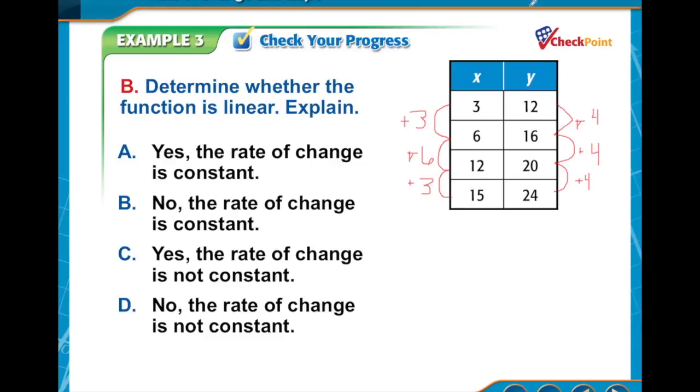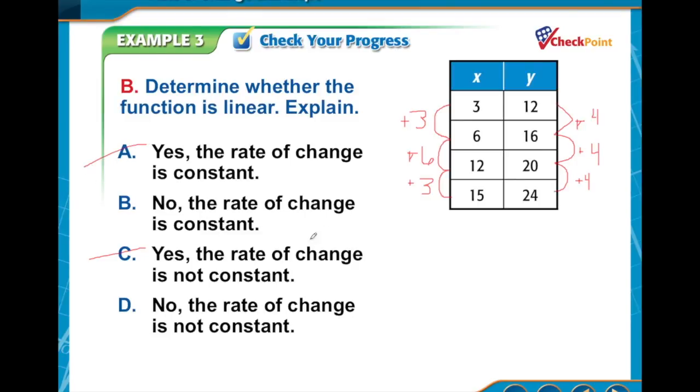So we have all of this now. To answer the question, we need to know, what does it mean for it to be linear? Well, all of these would have to be the same. The change in x always has to be the same number. The change in y always has to be the same number. In this case, the x is different there, so we know it cannot be constant. So anything that says yes is wrong.